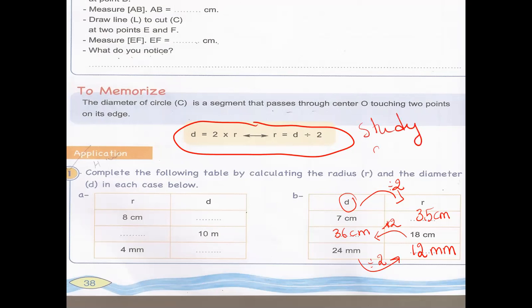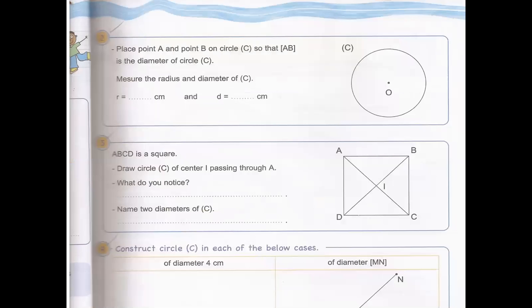So just study this one. Diameter is 2 times the radius, and radius is half of a diameter. Half means divided by 2. Now let's do question 2, the second page. Please copy it in your math book.